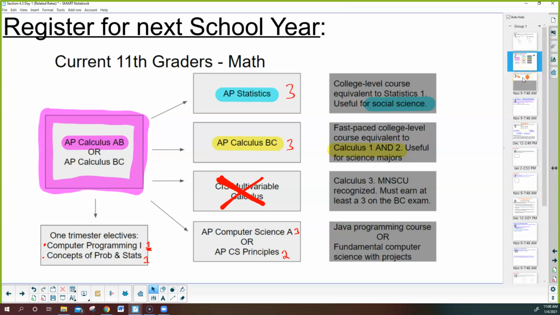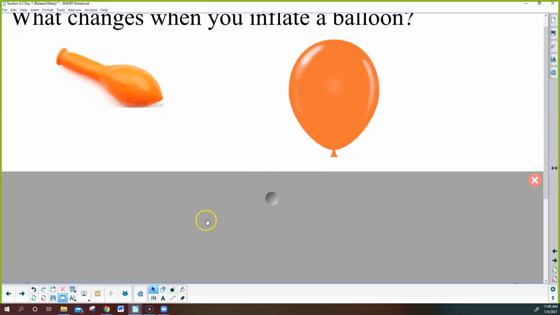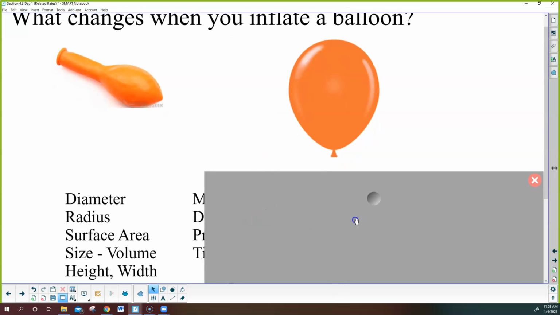Okay, so we are going to shift gears a little bit and start talking about related rates. I have a handful of slides that I don't want you to write down. This is just building the conceptual side of what we're doing today. So I want you to think about this. Think about what happens when you blow up a balloon. What's changing as you inflate the balloon? There's a lot of different things that are changing, and here are just some things to think about.